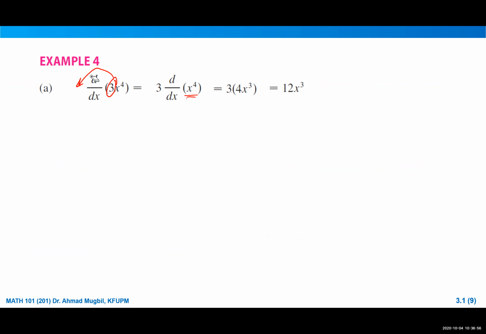Of course, you can skip this step. This step is not necessary. You can skip this step and immediately write it like that. And the last one is a matter of simplifying.